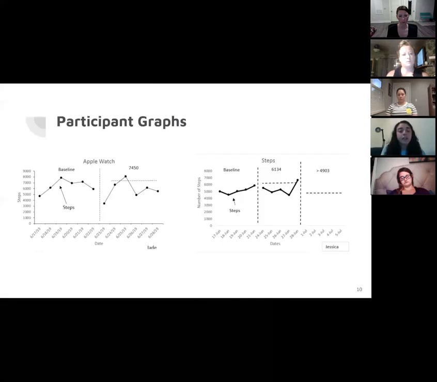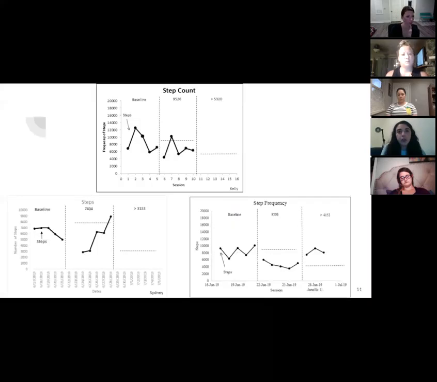So on the next slide, we have graphs for Kelly, Sydney, and Janelle. For my graph on the top, I had 3 stable data points during baseline, so I was able to move into intervention phase 1. The average number of steps that I had during baseline was 8,526, and my phase 1 criterion was set for 9,526 steps. I was only able to achieve that step goal 1 out of 5 days for phase 1. So I did not meet the criterion that was set for me in this phase.